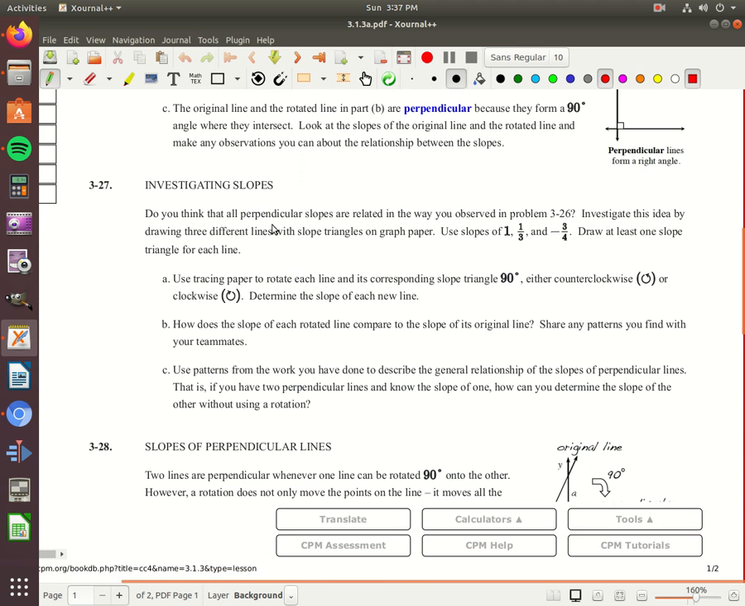So 327, investigating slopes. Do you think all perpendicular slopes are related in the way you observed in problem 326? Investigate this idea by drawing 3 different lines with the slopes 1, 1/3, negative 3/4. Draw at least one slope triangle for each. Using tracing paper, rotate each 90 degrees counterclockwise or clockwise. I guess we'll do clockwise. And how does each slope rotated compare to the original? Share your findings.